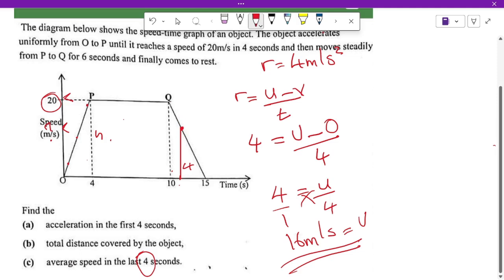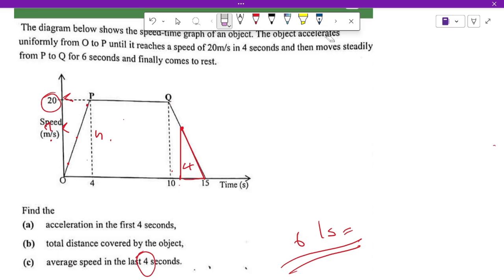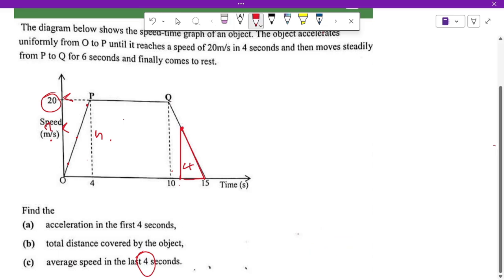Okay, in the last 4 seconds we have this shape, which is a what? Which is a triangle. Then the formula for finding speed, the one we looked at when we were looking at earth geometry: speed is equal to distance over time. It is the same as the formula for average speed, total distance taken over total time taken. So speed is equal to distance over time.